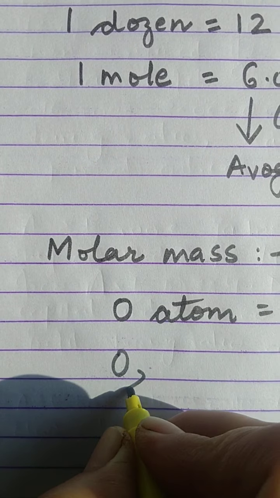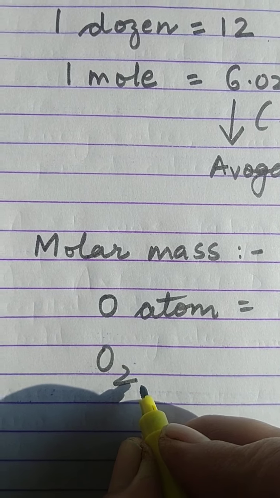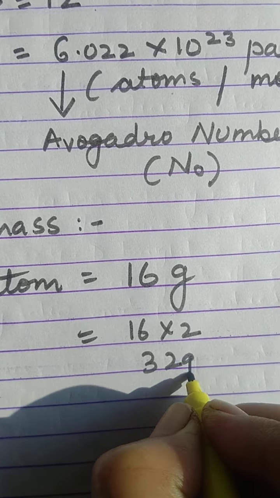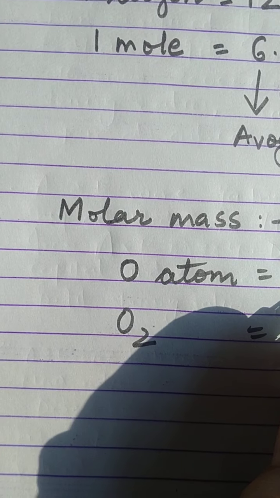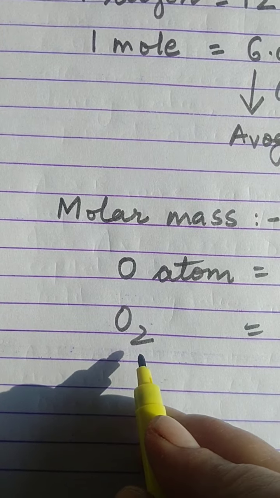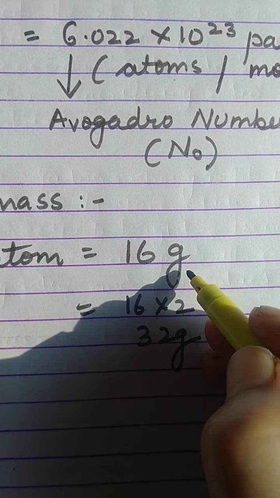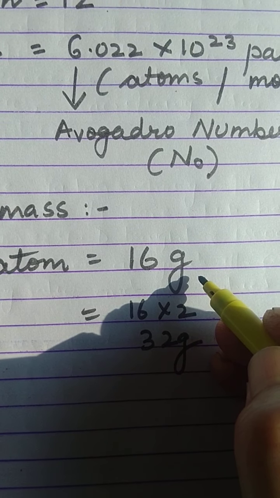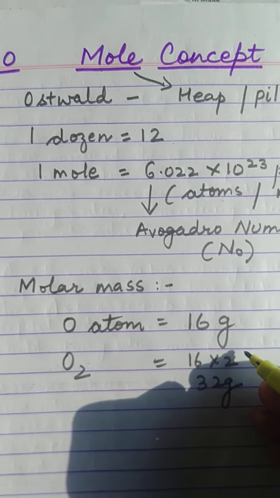What is the molar mass of an oxygen molecule? O2 represents a molecule, so it will be 16 into 2, that is 32 gram. So the molar mass of an oxygen atom is 16 gram, and the molar mass of an oxygen molecule is 32 gram. The method of calculation is the same, but the only difference is in the unit, gram per mole or gram. Right, students? We will be doing numericals related to this topic.